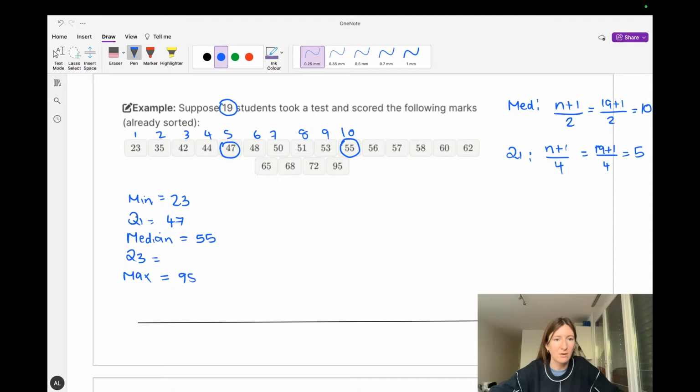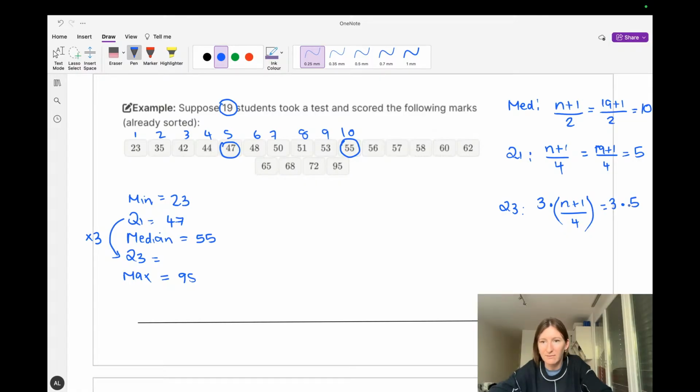And if you think about quartile 1, quartile 3 is just quartile 1 times 3. Often you see it like this, 3 times n plus 1 over 4. So that means we have 3 times 5, so 15 through the data. So 11, 12, 13, 14, 15. It's 62.